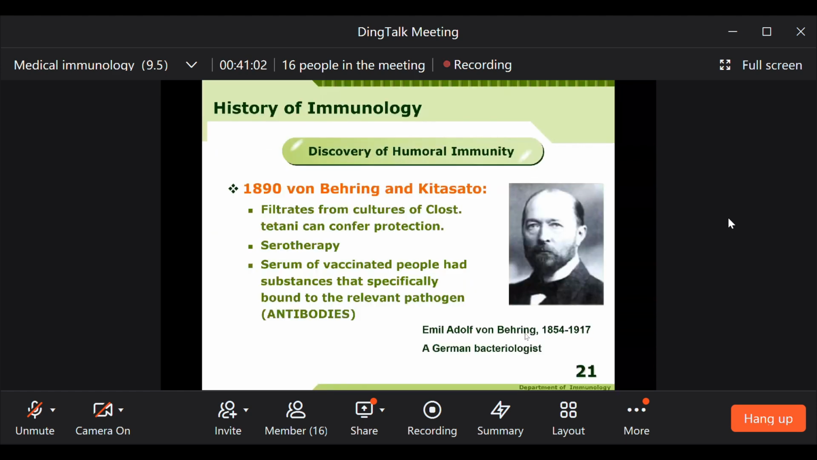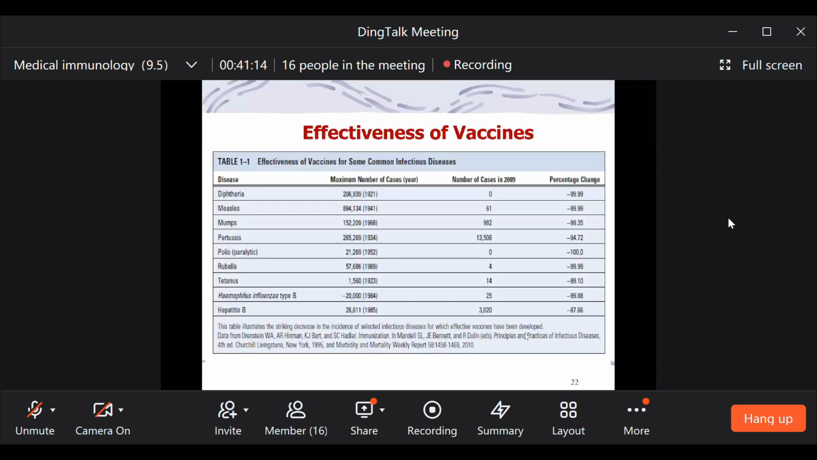After that, some vaccines came out, and some years later, so many different kinds of vaccines were made, and they performed a very essential function against different diseases, the virus or bacterial infection diseases.